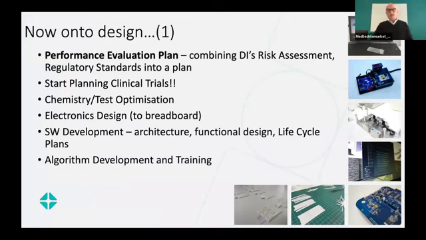Okay, so once you've got all those pieces in place, you then need to start focusing on the design. So the first thing you should write in diagnostics is a performance evaluation plan. This is where you basically combine all of the design inputs, risk assessment, regulatory standards into a plan, plus how you envisage testing, and what your design process should be. I would also at this stage recommend you start planning your clinical trials, because the planning of those takes time. But whilst that's happening, you should also be getting into the chemistry and test optimization and the electronics design to maybe breadboard stage at this stage.